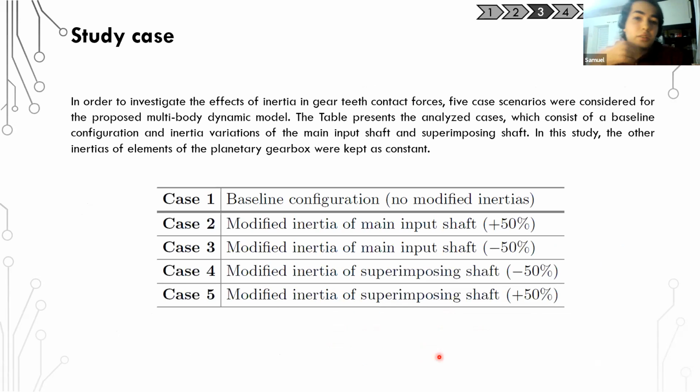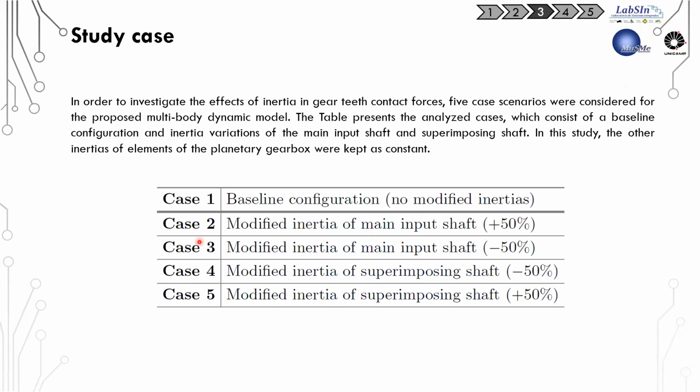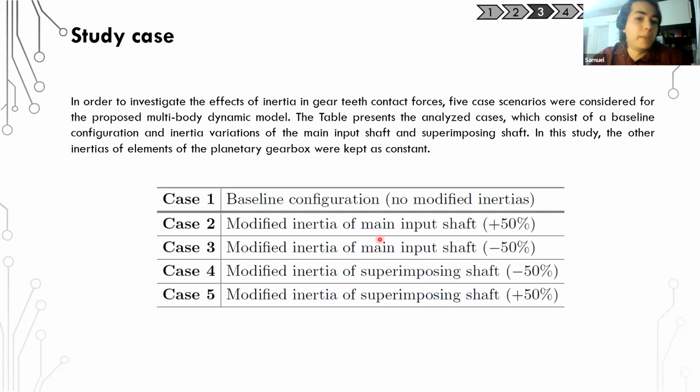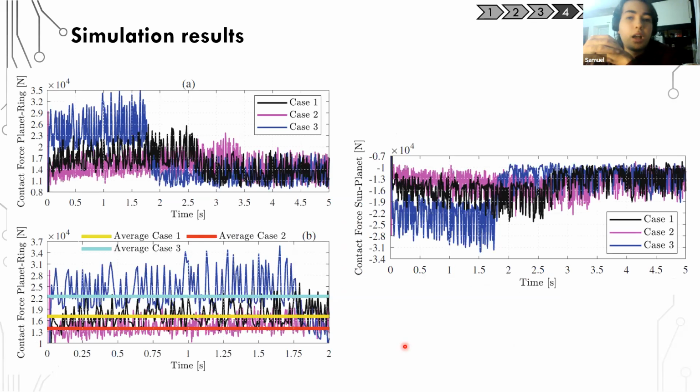So for the study cases, in order to investigate the effects of the inertia and the negative contact forces, 5 case scenarios were analyzed. The first one is the baseline configuration with no modified inertias. The second and the third are the modification of the main input shaft inertia by an increase of 50% and a decrease of 50% respectively. The fourth and fifth cases are the modifications of the superimposing shaft inertias, as we can see in this table. So for the simulation results, the 5 study cases were discussed.